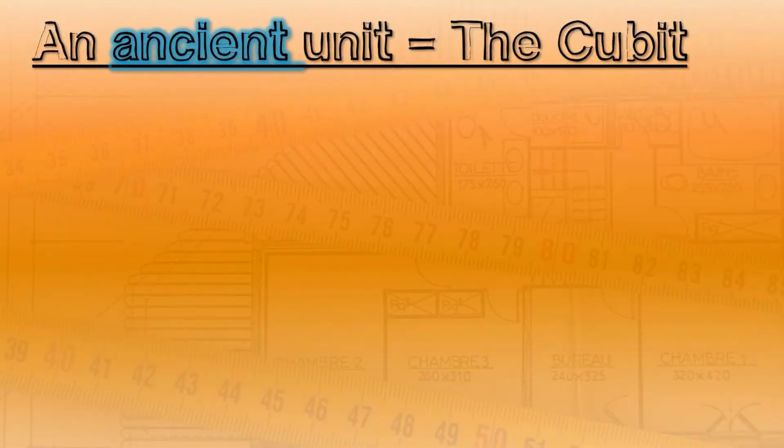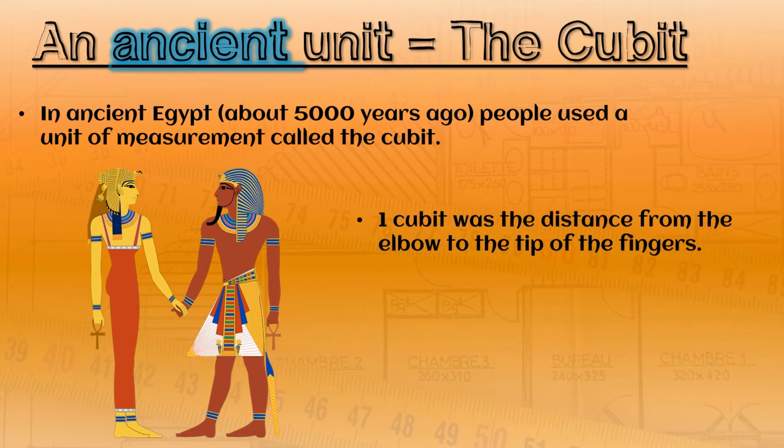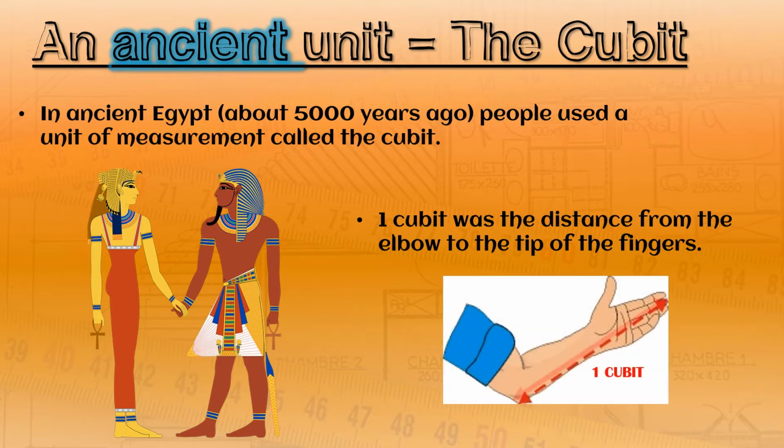So speaking of units, an ancient unit is the cubit. This unit was used in ancient Egypt about 5,000 years ago, and 1 cubit was the distance from the elbow to the tip of the fingers. So there we can see 1 cubit down a person's arm.